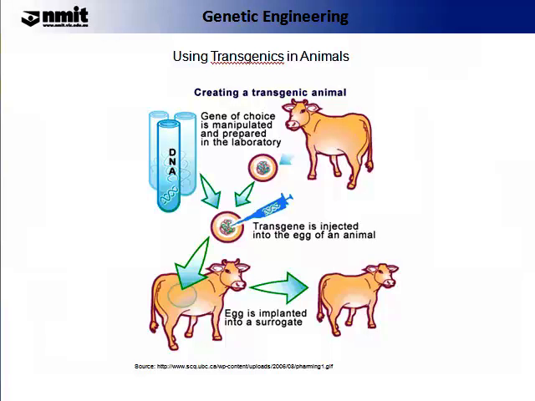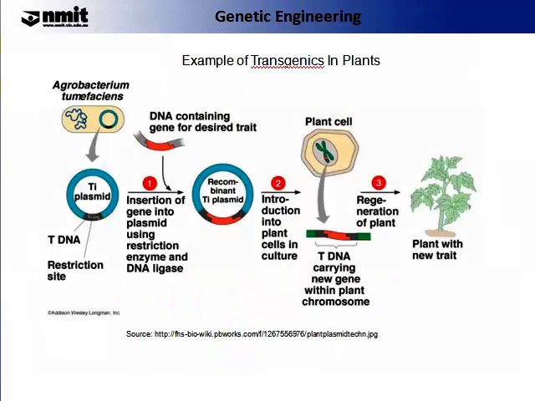The egg is then implemented into a surrogate cow, in this case. The offspring will then demonstrate this trait. Let us look at one example of a technique of transgenics in plants.